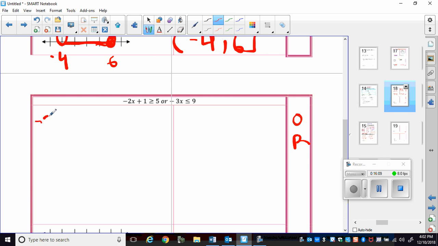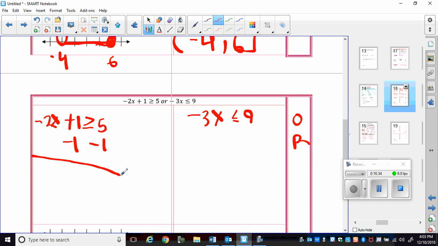So if I write this out, I have negative 2x plus 1 greater than or equal to 5, and then negative 3x less than or equal to 9. It's just two separate statements, already pretty much set up for you. Then I'm subtracting 1 on both sides here, and I get negative 2x is greater than 4. Now I am going to be dividing by a negative number, so I'm going to have to flip that symbol.